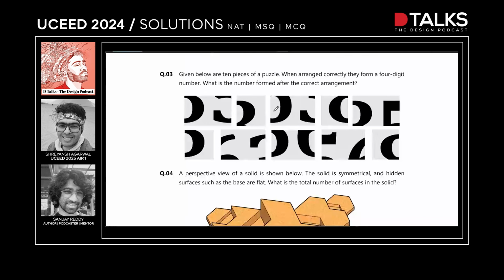So again, these are 10 pieces. So I would write 1, 2, 3, 4, 5, and 6, 7, 8, 9, 10. So this is, again, in the same order. So there are 5 on the first row and 5 in the bottom row. So I tried it in the same way. Now I just randomly start taking pieces.